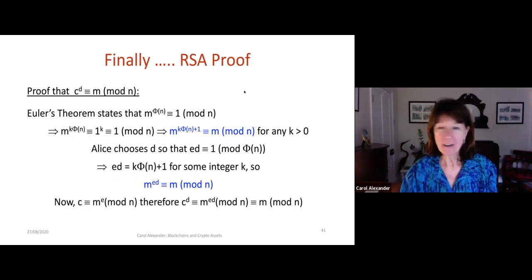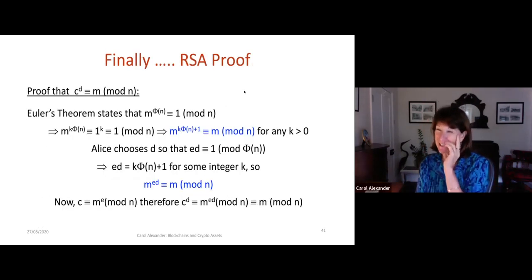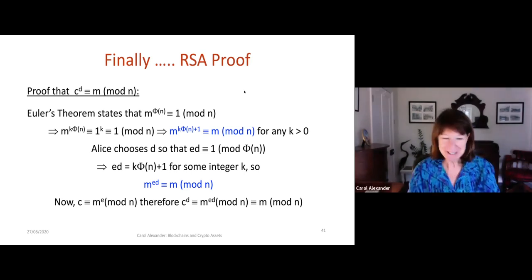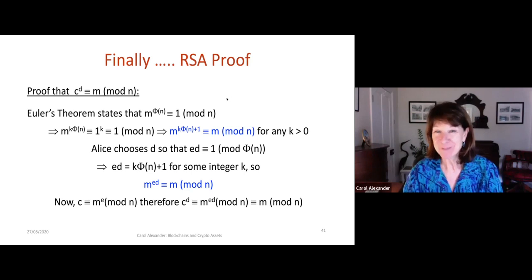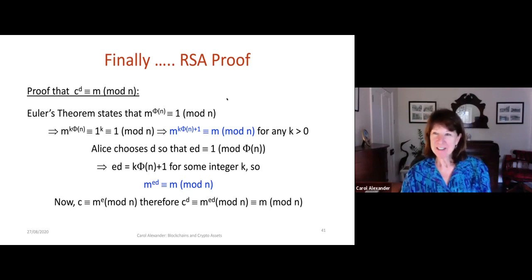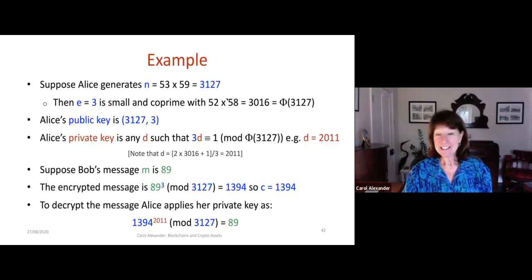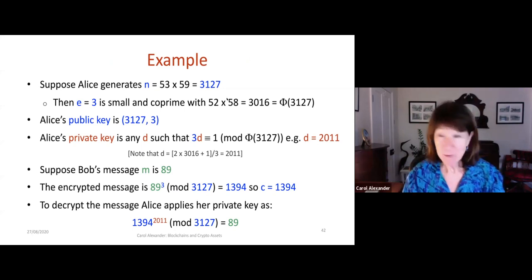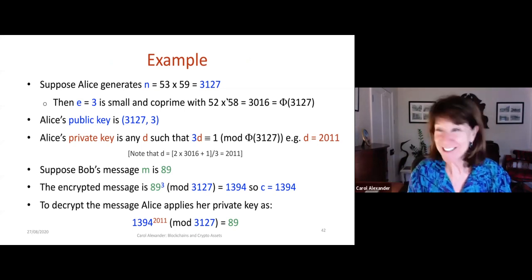So, I just thought I'd leave you with this slide. I'm not going to go through it. But it uses Euler's theorem and the things that we did to prove the RSA public-private key pair work for encryption and decryption. And there's an example at the end. All right then. Well, I'm not going to go through that because, as I said, it's not exactly central to understanding blockchains and crypto assets.